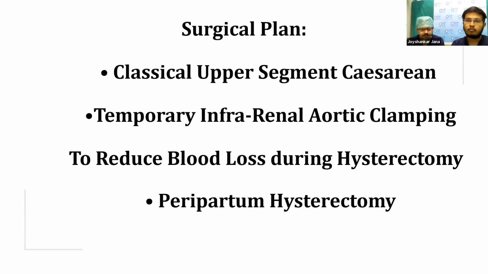But before that, we must know the surgical plan. The surgeon plans a classic upper segment cesarean section, followed by temporary infrarenal aortic clamping to reduce the blood loss during the hysterectomy, followed by the peripartum hysterectomy. Then, what is your plan of anesthesia for this patient?